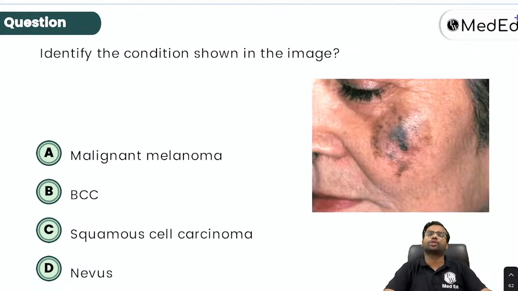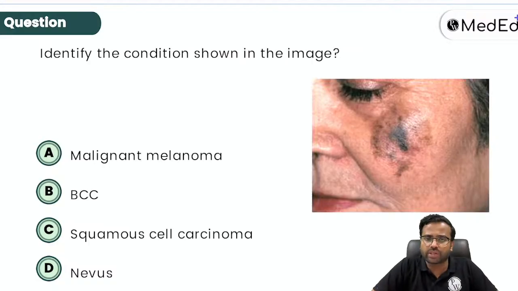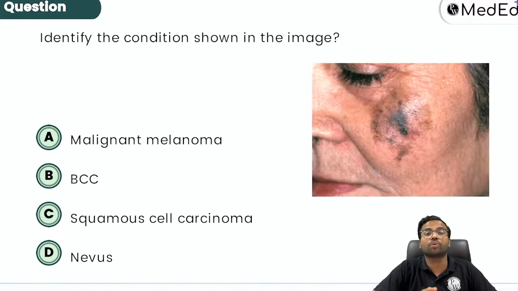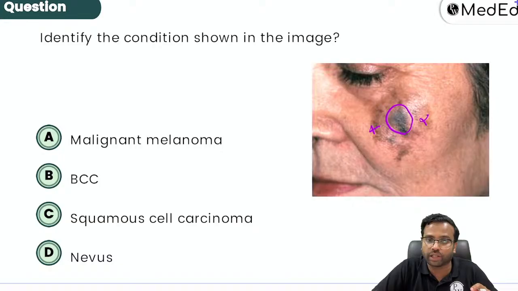Identify the condition that is shown. See, it's a pretty direct question. You were given an image and you were asked to make out the diagnosis here. So when I examine this lesion, I can see that in the central part there is a dark pigmentation. There is a lighter pigmentation over the remaining part of the lesion. So what is it more likely to be? Malignant melanoma, basal cell carcinoma, squamous cell carcinoma, or is it some kind of a nevus?